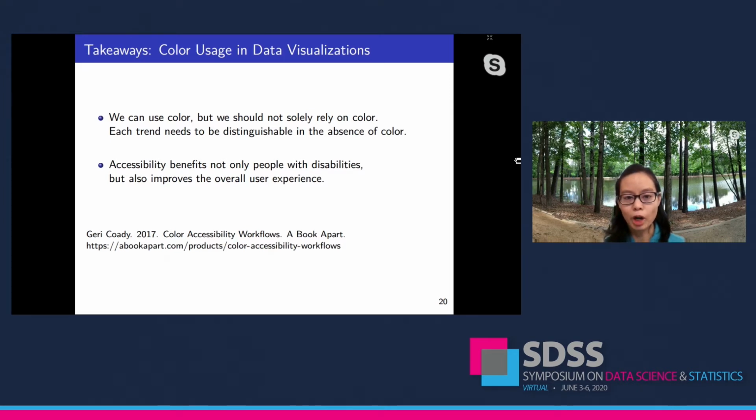And for more accessible color usage ideas, there is a book written by Jerry Cody called Color Accessibility Workflow, and it introduces more guidelines. For example, people with color blindness are still likely to distinguish between blue and yellow, but the majority of the people with color blindness have difficulty distinguishing red and green. But we have to be careful in using yellow when we have white background because they are both very light colors and it can be hard to read.